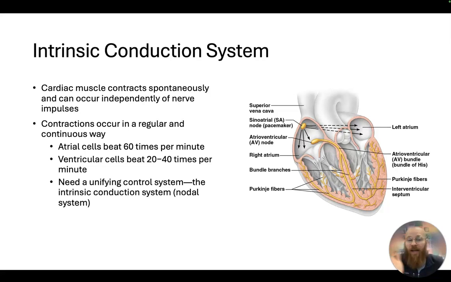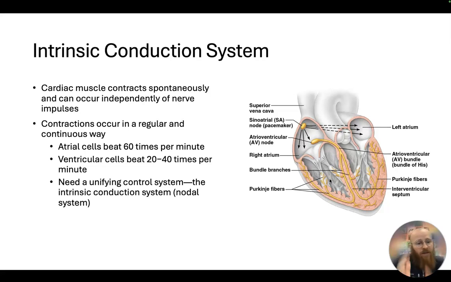Now, these contractions are going to occur in a regular and continuous way based on what chambers they exist in, right? So you have the atrial and the ventricular cardiac cells. These happen to beat naturally at different rhythms. Your atrial cells up top in these receiving chambers are regulated to beat around 60 times per minute, so about once every second. But your ventricular cells, if left to their own devices, would beat only about 20 to 40 times per minute. So a lot slower compared to the atrial cells.